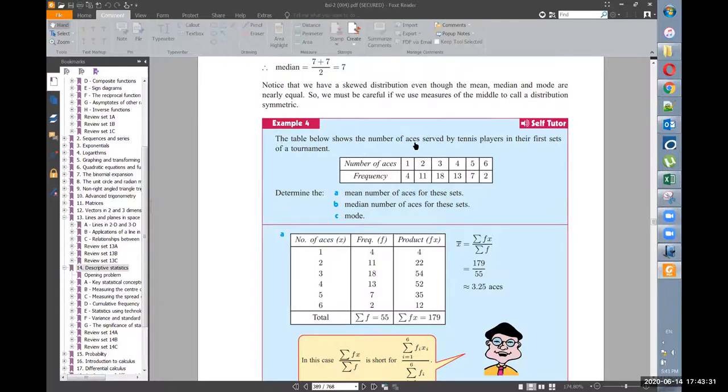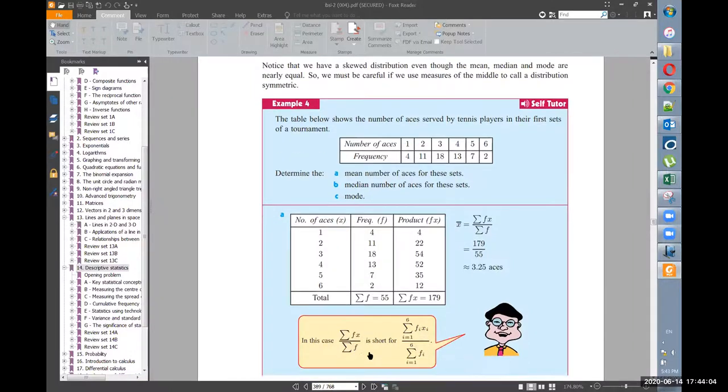Okay, so the table below shows the number of aces served by tennis players in their first set of tournament. So number of aces, one of them is four times and so on. And then how do you get the product? You just multiply these two, you get the product. And then this is the sum of the products. This is the sum of the frequency. So they use sum of products divided by the sum of frequency, and you will get what?